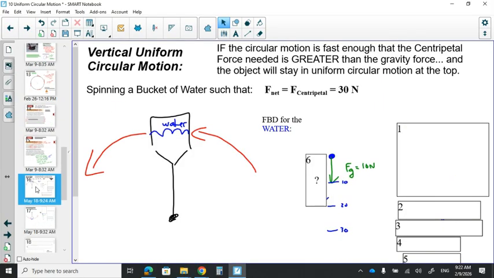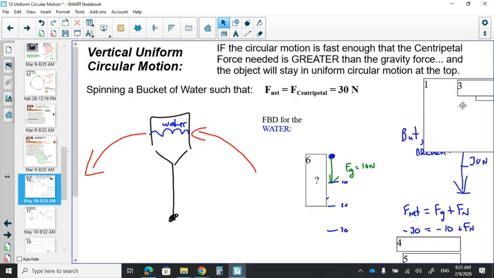Here we go. So, free body diagram for the water here. The gravity force on it is 10 newtons. And if we need a centripetal force of 30 newtons, this is where I'm going to start to stress the idea that the centripetal force is the net force. So you're not going to list the centripetal force as one of your forces here, because it's the result of all of those forces added up.